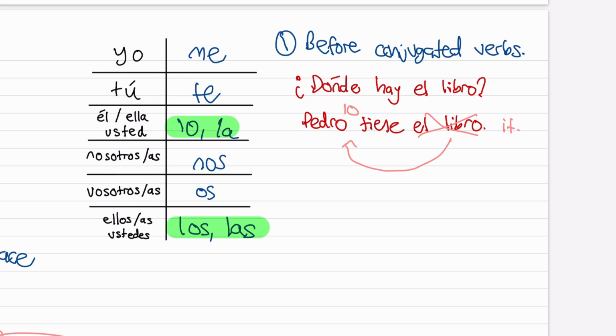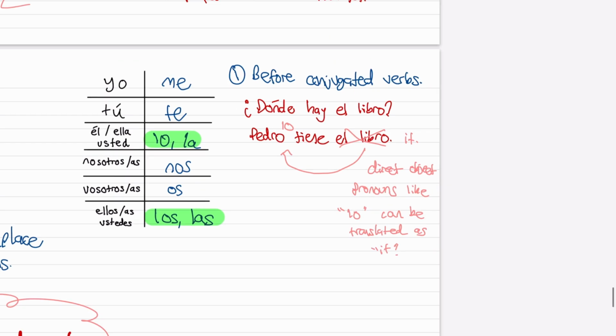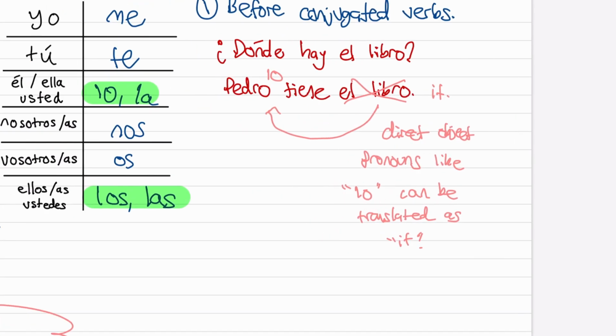So I'm going to make a note here. Direct object pronouns like lo can be translated as it. And the reason I've chosen lo for this sentence is because el libro is masculine and singular. So lo is masculine singular, la is feminine singular. So if we had, for example, la mesa being a feminine singular noun, then we would say Pedro la tiene. Okay? And then los is for plural, masculine plural, and las is for a feminine plural.